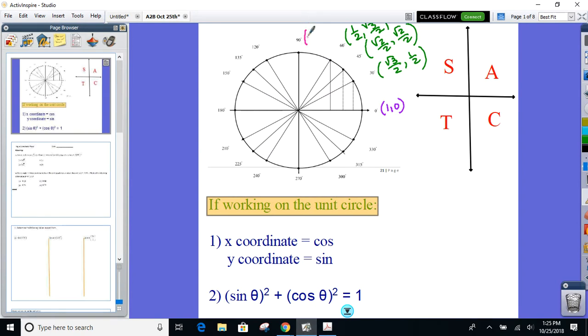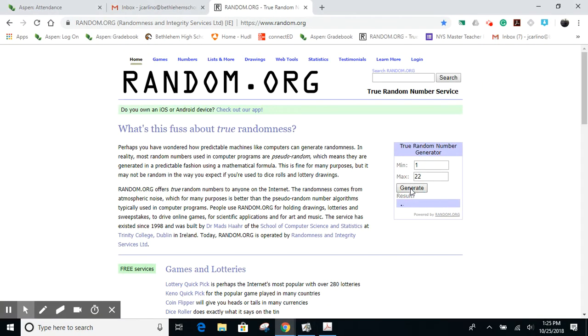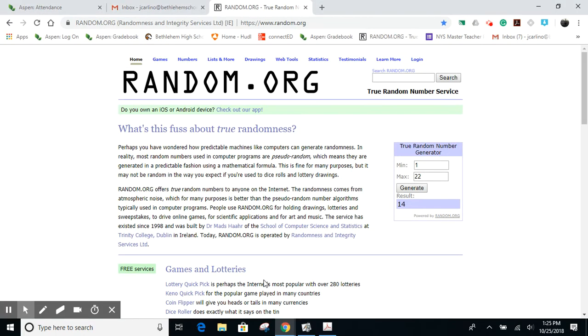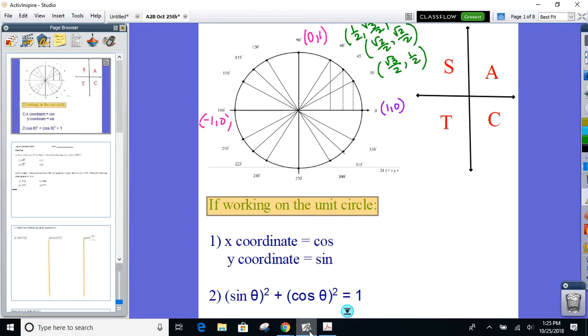0, 1. I'm not going to go all the way around. There's no need to because we know it repeats, but I do want to go to 180. And 270. Last one. 270, I'll ask.